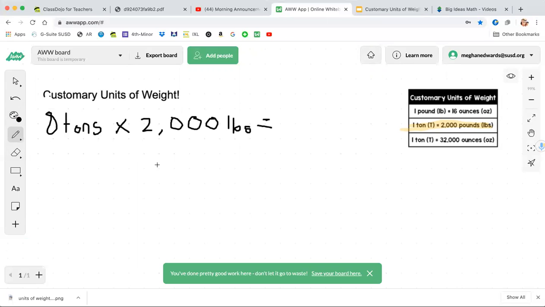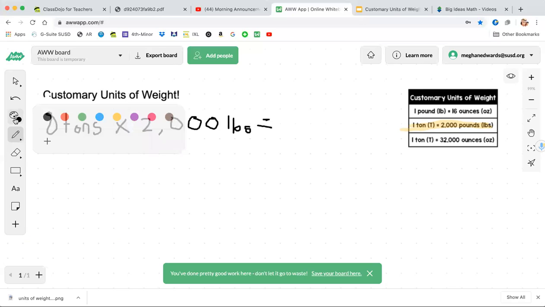Now, another way to do this would be to add 2,000 8 times. Are you going to get the same result? Absolutely. Is it going to be a little bit more difficult? Probably, because you have more potential to make errors when you're adding multiple times. So it's easier to take these 2 numbers and multiply them together.